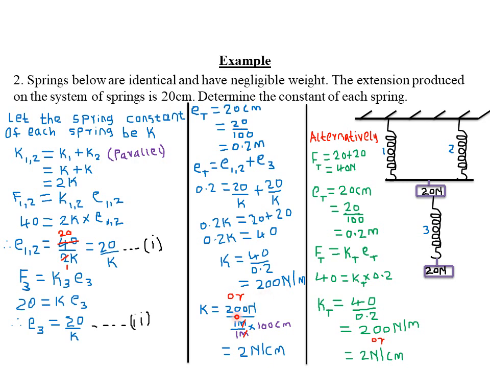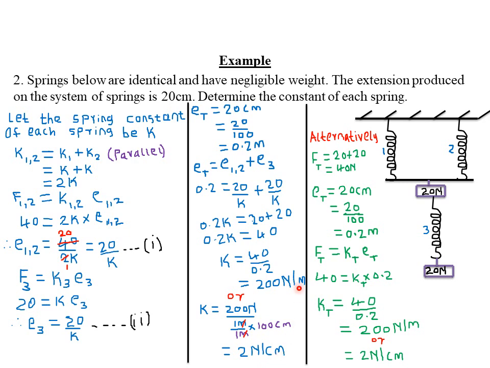Remember, in some cases you can also express it in centimeter. So if you want to express it in centimeter, K will be equal to 200 Newton divided by 1 meter. So I'm converting the 1 meter into centimeter. Remember, 100 centimeter is equal to 1 meter. So you take 200 Newton divided by 100 centimeter, you will obtain 2 Newton per centimeter.